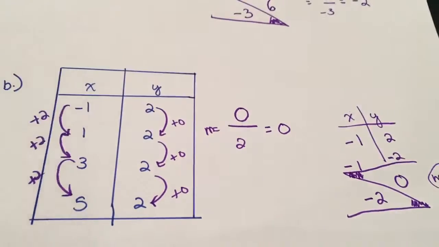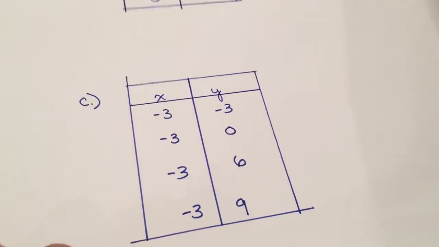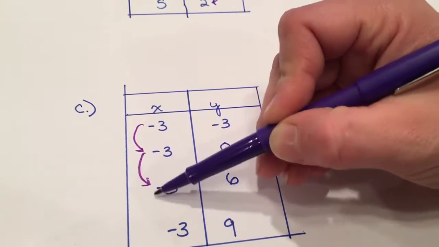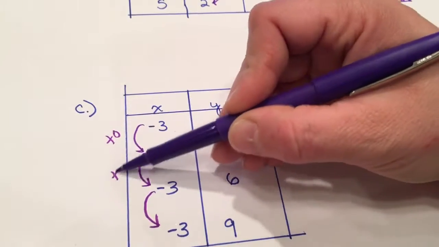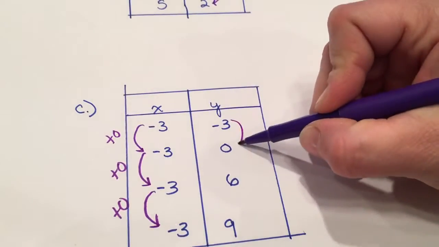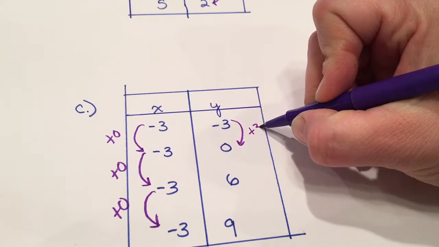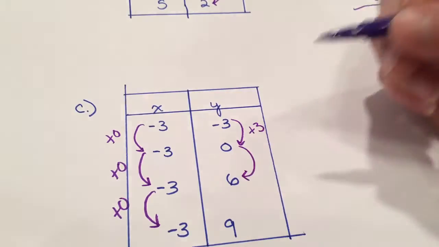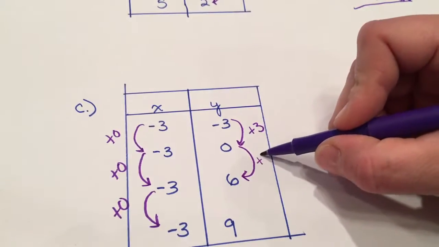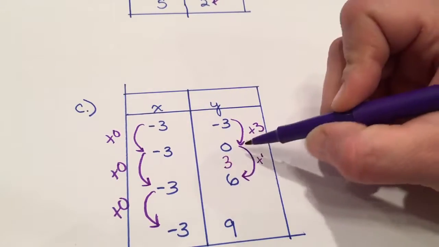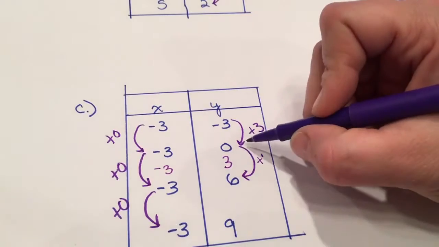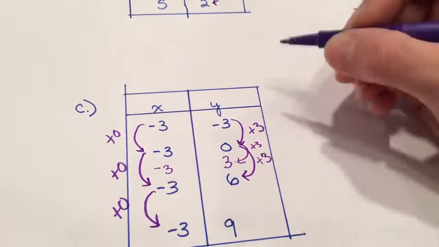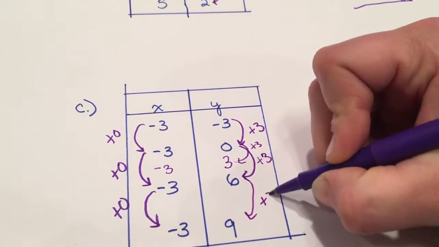Now let's look at the third one, part C, which is a little bit different. And now we're looking at part C, and my x value is increasing 0 each time. And my y value is increasing 3, and then it's increasing 6. I think I missed one. I think there was supposed to be a 3 here. Sorry. Doesn't really matter. So +3, +3, +3. You get the idea here.